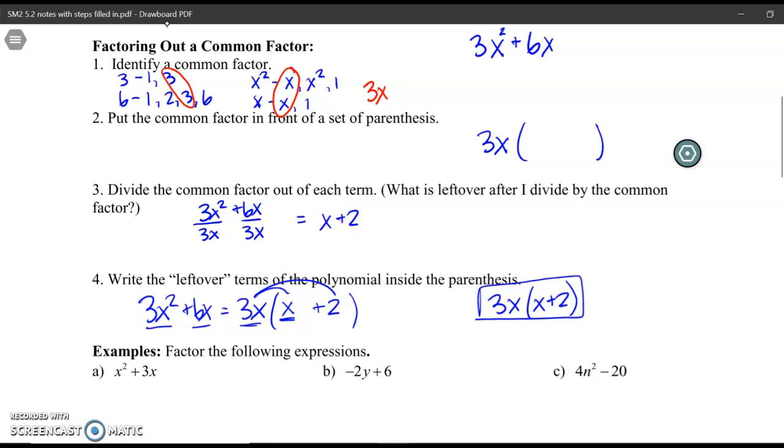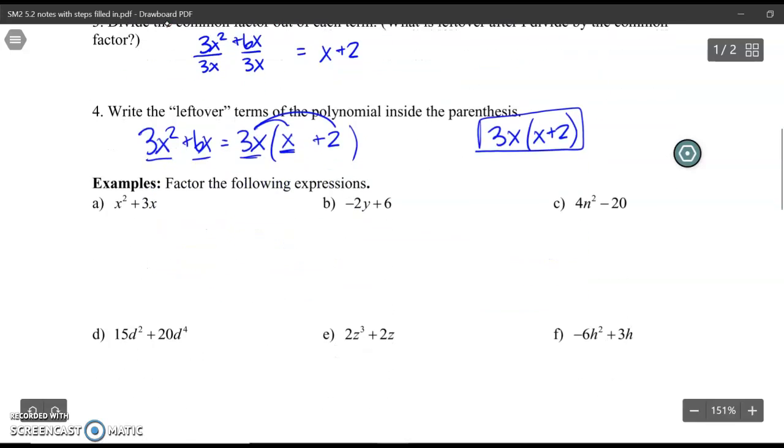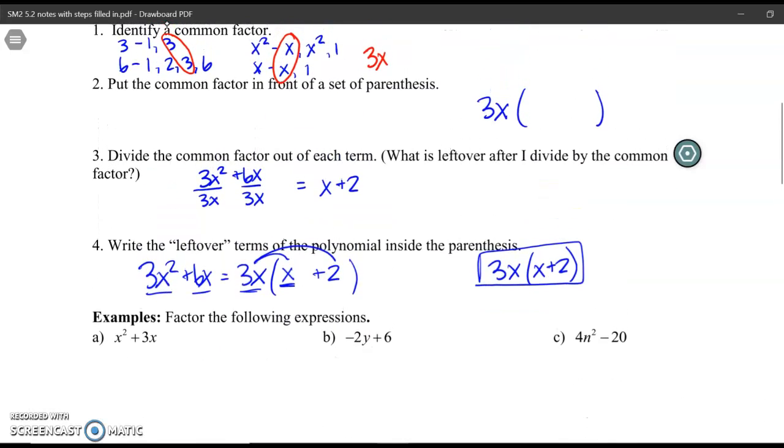Okay. So let's look at a couple examples of these. In the example we just went through, our greatest common factor had both a number and a variable, right? It was 3x. Sometimes you're going to have a combination of numbers and variables, and sometimes you'll just have a number or a variable. Like in A, x squared plus 3x. The only thing that these two terms have in common is an x. So I'm just going to pull an x out front, and then what goes in the parentheses is, what do I have to multiply x by to get x squared? Well, that's going to be x. What do I multiply x by to get 3x? It's going to be positive 3. So that's it.